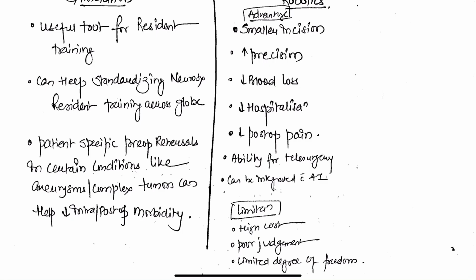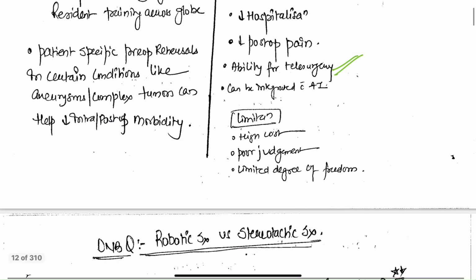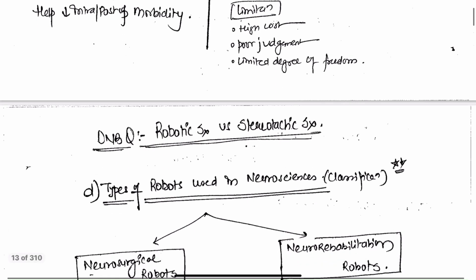Now coming to robotics. Why do we need robotics? Advantages: smaller incision, more precision, less blood loss, less hospitalization and less post-op pain. And also one important thing is we can also operate remotely, and it can be integrated with AI. The problem is it has high cost, limited degrees of freedom and poor judgment.